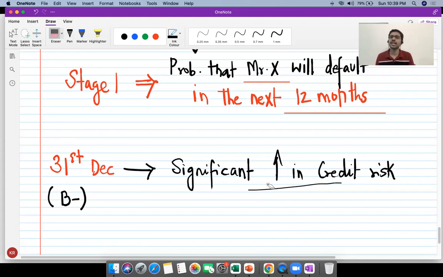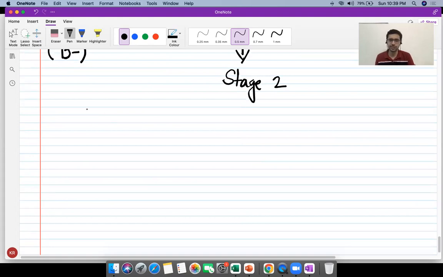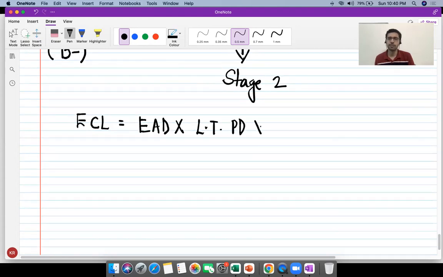The text of IFRS 9 and Ind AS 109 also gives some examples of what qualifies to be a significant increase in credit risk, which we will see in some time. Since there is a significant increase in credit risk, I will now classify it as a stage 2 exposure. And when I'm calculating the ECL, it is going to be exposure at default multiplied by lifetime PD multiplied by LGD.